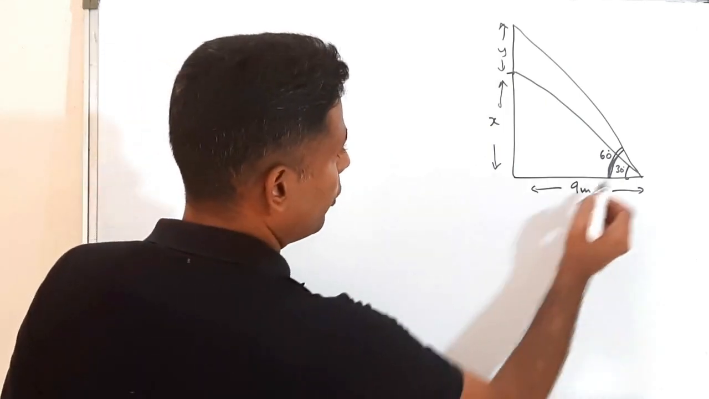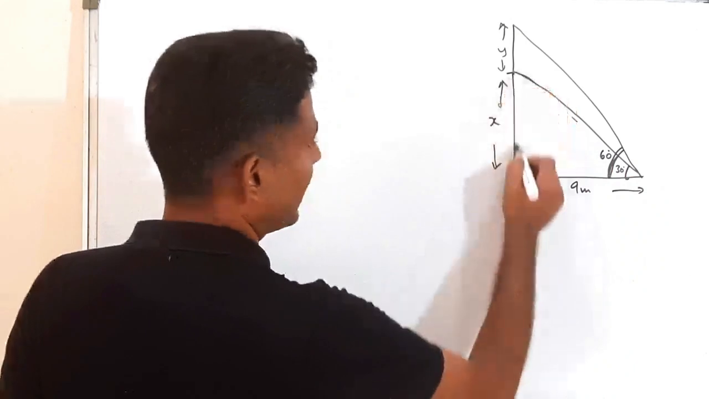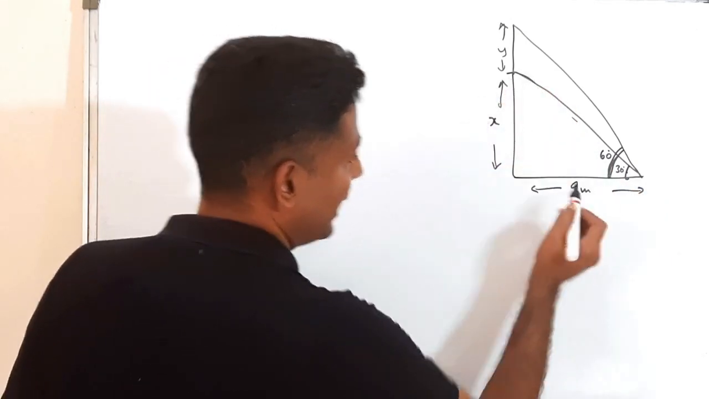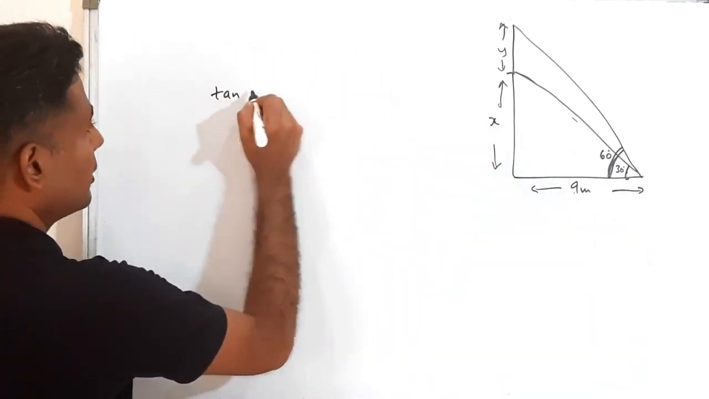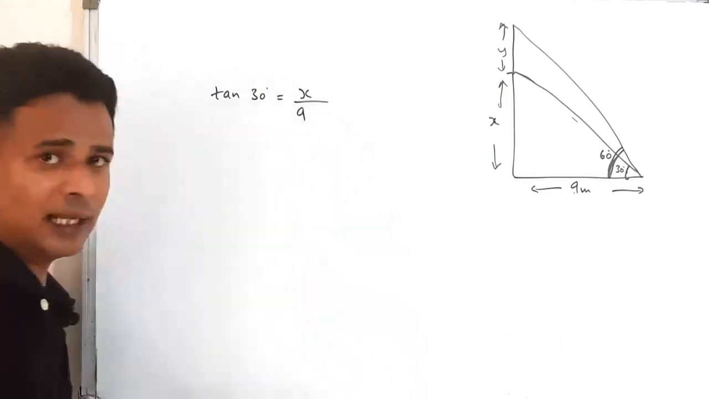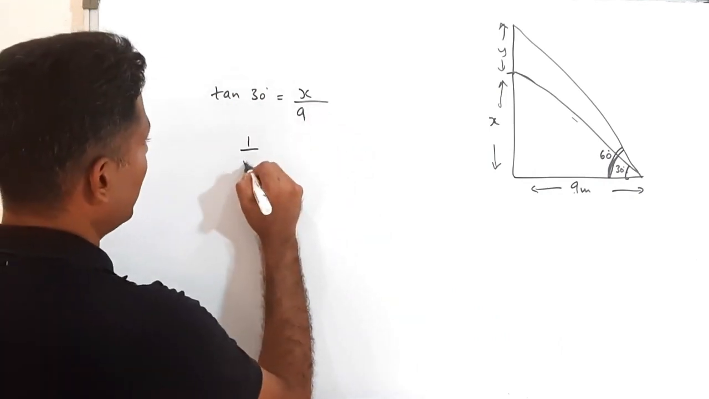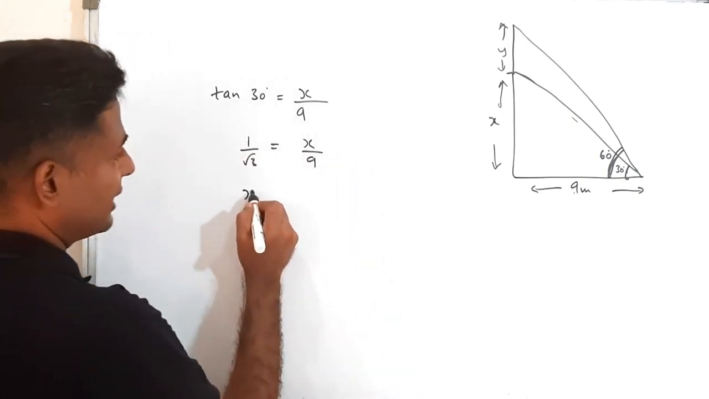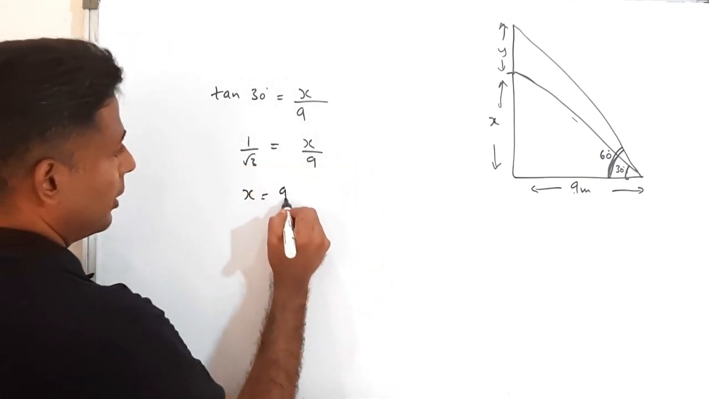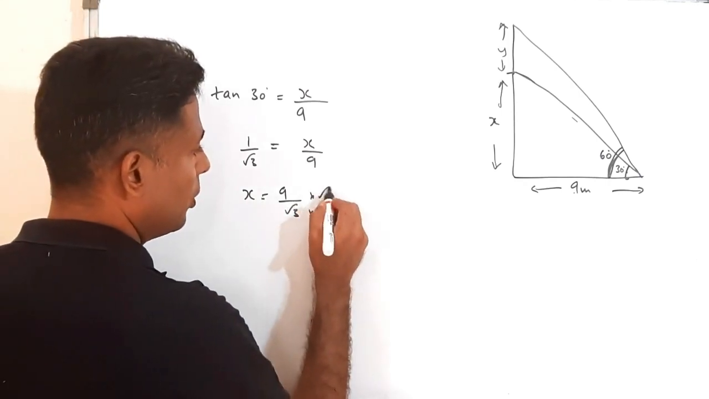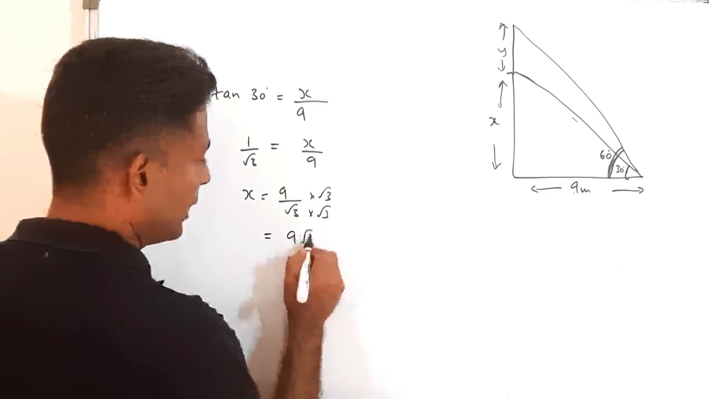Alright. Now if you take this triangle, we have 30 degrees, we have opposite and adjacent. So tan 30 degrees equals opposite, that is x, by adjacent, that is 9. So tan 30 is 1 by root 3 equals x by 9. So 9 will go here, x will become 9 by root 3. So multiply by root 3 over root 3. So we get 9 root 3 by 3.